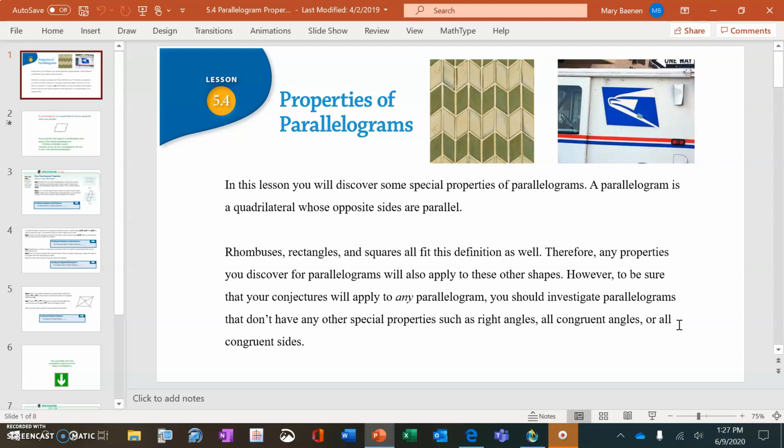A parallelogram is a quadrilateral whose opposite sides are parallel. Rhombuses, rectangles, and squares all fit this definition as well. Therefore, any properties you discover for parallelograms will also apply to those other shapes. However, to be sure that your conjectures will apply to any parallelogram, when you do the investigations, don't use any parallelograms that have special properties such as right angles or all congruent angles or all congruent sides.